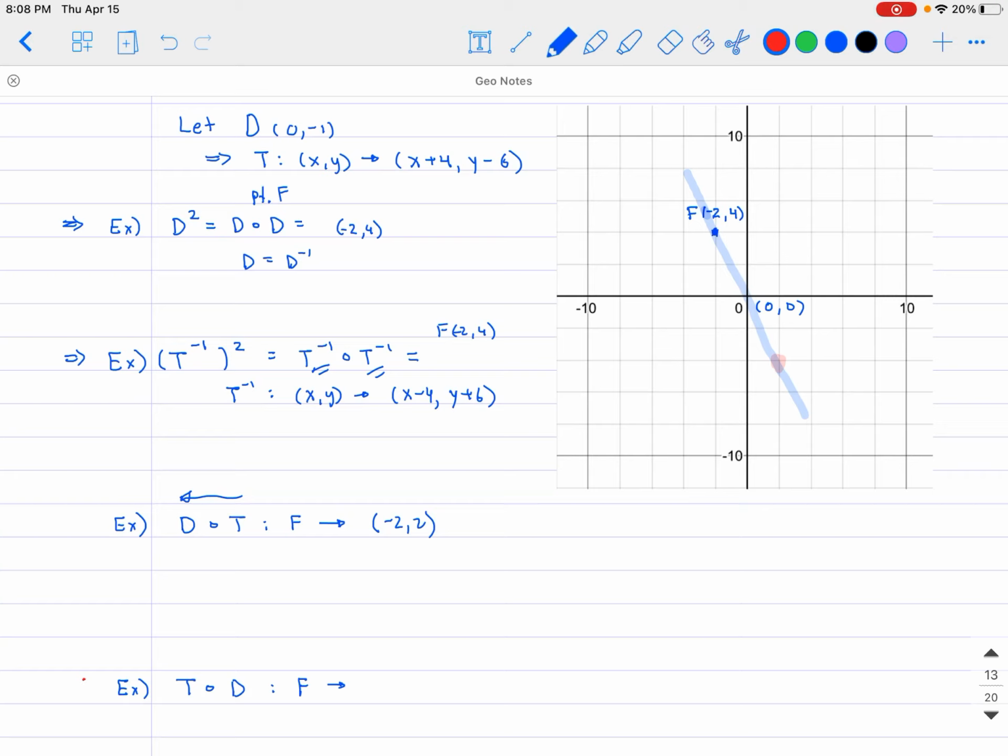So the translation is going to be moved to the right by 4, and then we're going to go down by 6. So the result is going to be this point over here, which looks like it's going to be 6, comma, negative 10. So that is going to be my end byproduct.